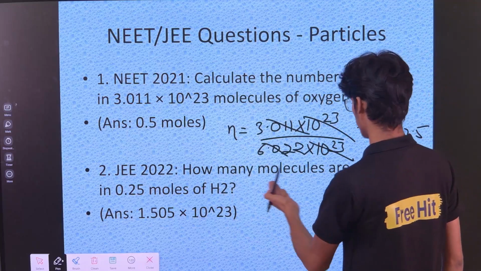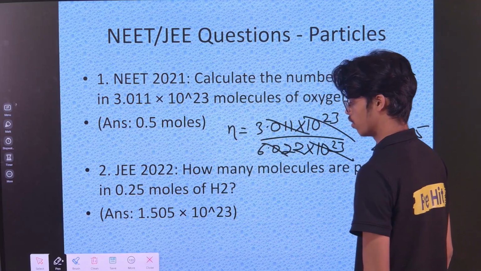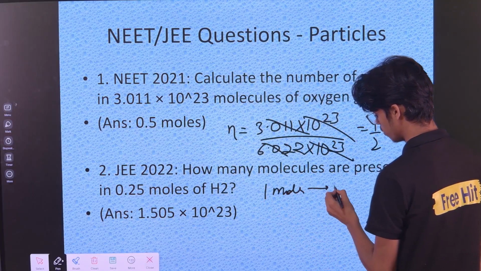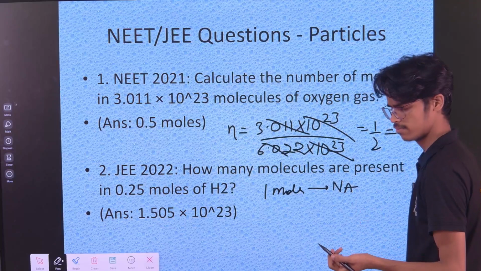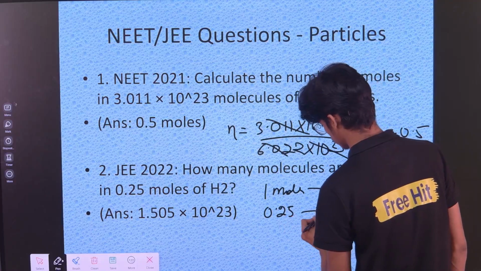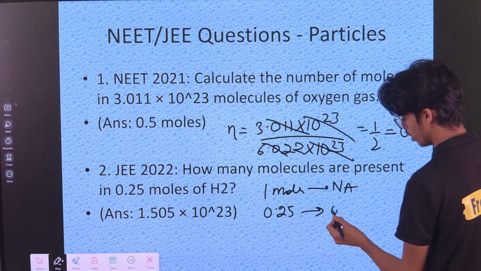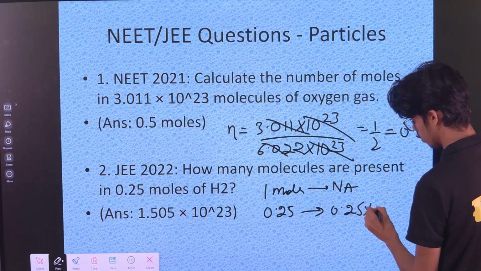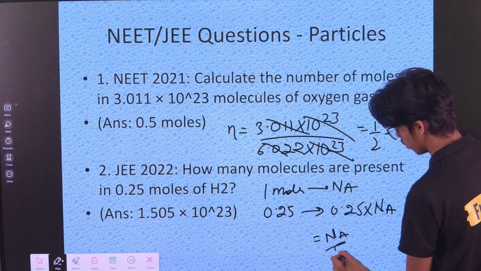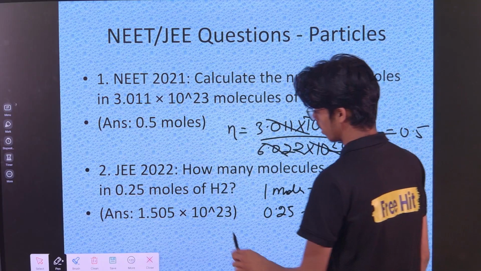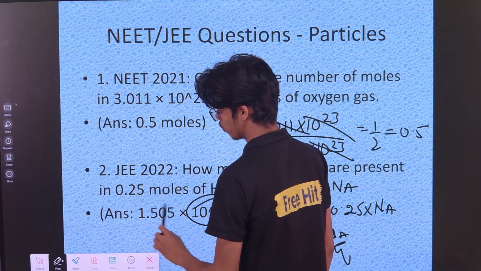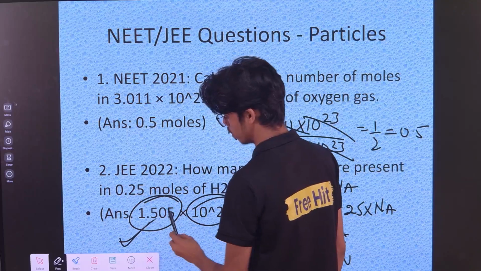Again, how many molecules are present in 0.25 moles? Okay. So in 1 mole, any number of particles are present, right? So in 0.25 moles, how many number of particles are present? 0.25 times of Na. Got it? It means Na by 4. You can just find the value of Na by 4, and 10 to the power 23 will remain the same. 6.022 divided by 4 is 1.5055. Okay, this is the answer.